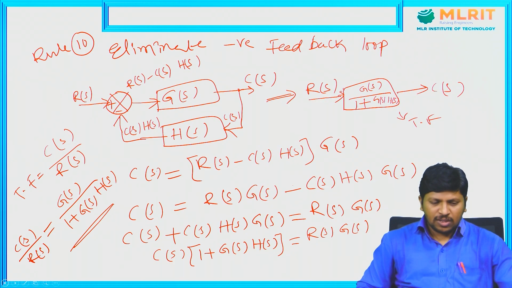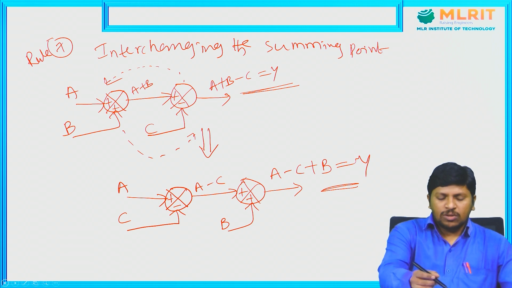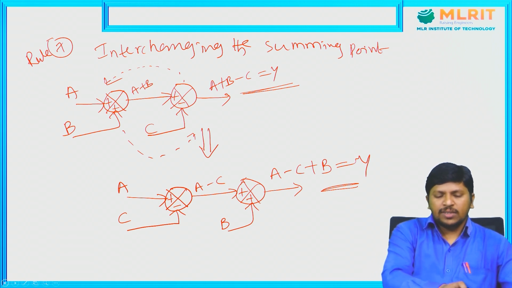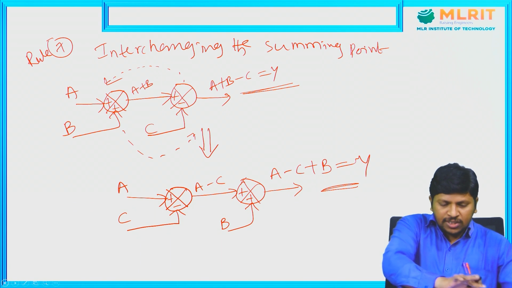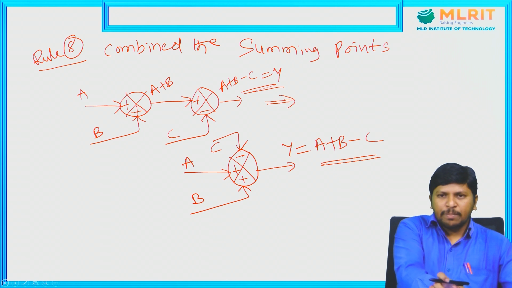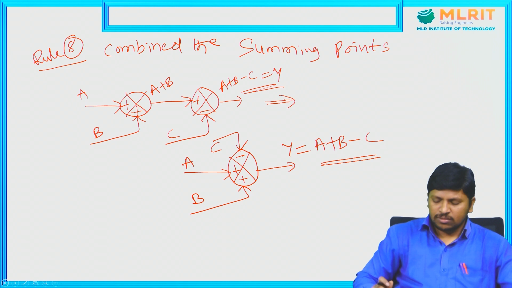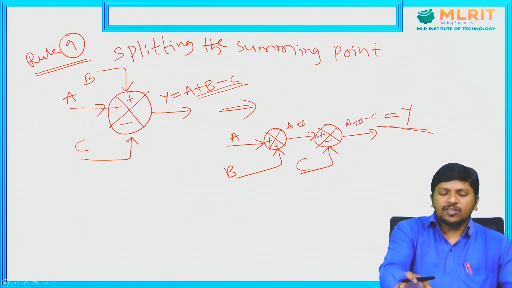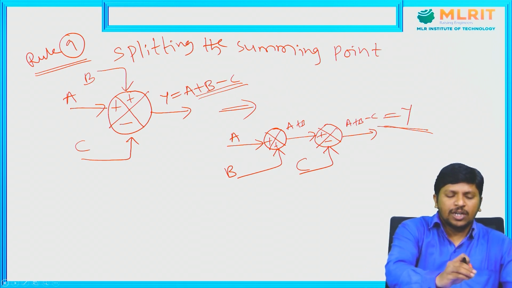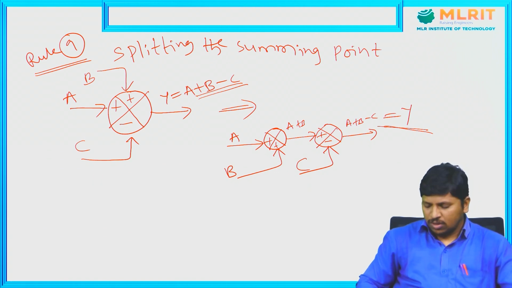From the seventh rule onwards, there is interchanging the summing points. If two summing points are available, I can interchange them and get the same result. Also, we can combine two summing points into a single summing point and get the same answer. Splitting the summing point: if any summing point has more than two inputs, it can be split into two summing points, and we also get the same output.